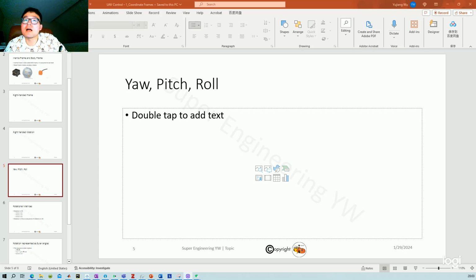Alright, in the last video we talked about the inertial frame and body frame, and we covered the right-handed frame and right-handed rotation. This video we'll talk about yaw, pitch, and roll. Essentially, yaw, pitch, and roll are Euler angles defined to give us a common foundation to describe the attitude, to describe the position of your vehicle.